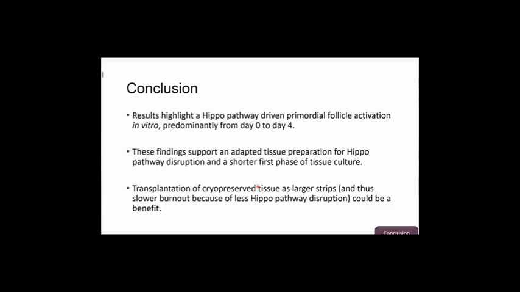In a broader context, we might recommend to transplant larger strips, as this causes less follicle burnout due to Hippo pathway disruption, and this could be of benefit.